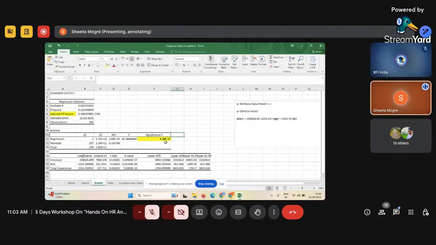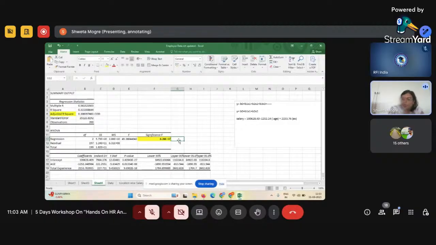What is the meaning of E? E means 10 to the power. So 10 to the power minus 17 means very, very low. So if this cell value, significance F value, is less than 0.05, 0.05 means 5% level of significance.